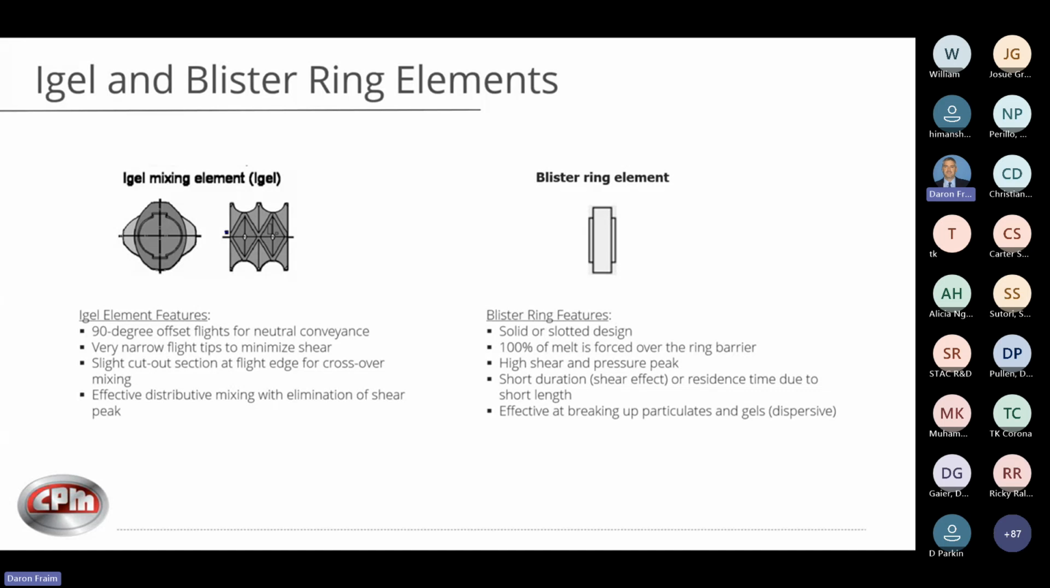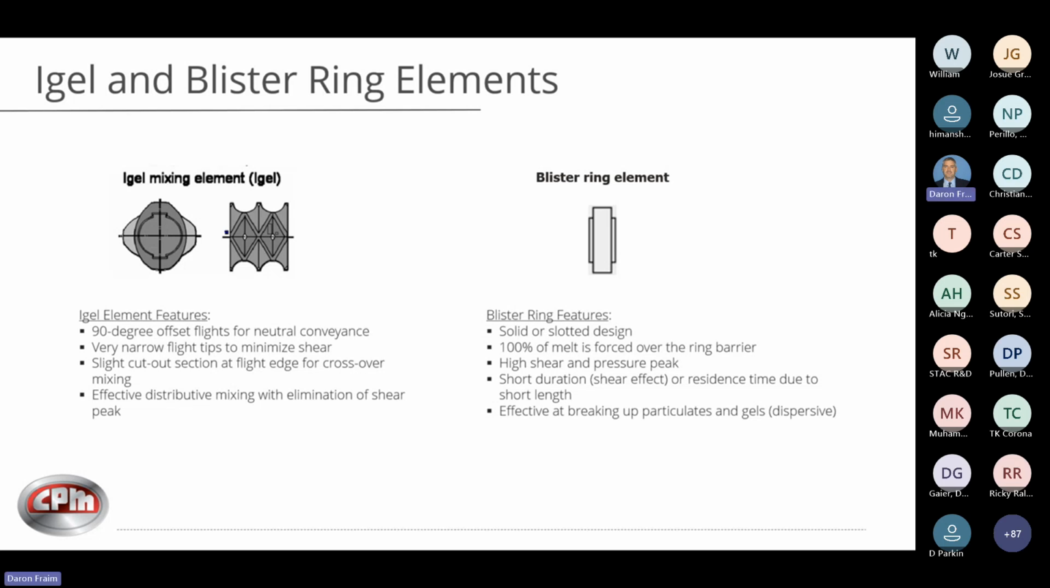And on the blister ring, now this is a dispersive element. And the reason for that is because this element is solid all the way around 360 degrees. So what happens, it forces all of the melt to have to go past that. So it's basically like a barrier. And so all of the melt is forced over that.